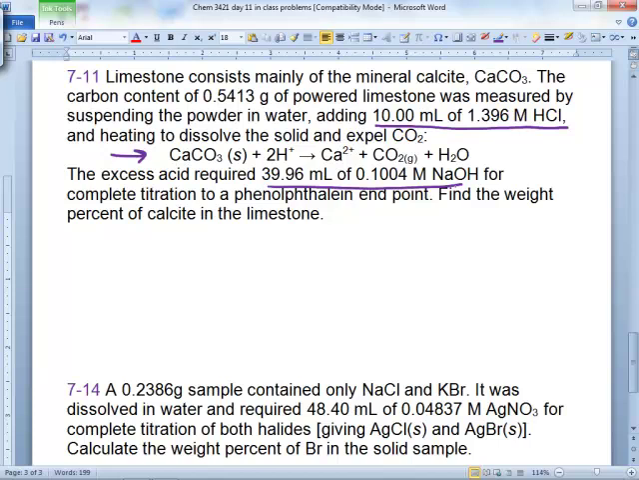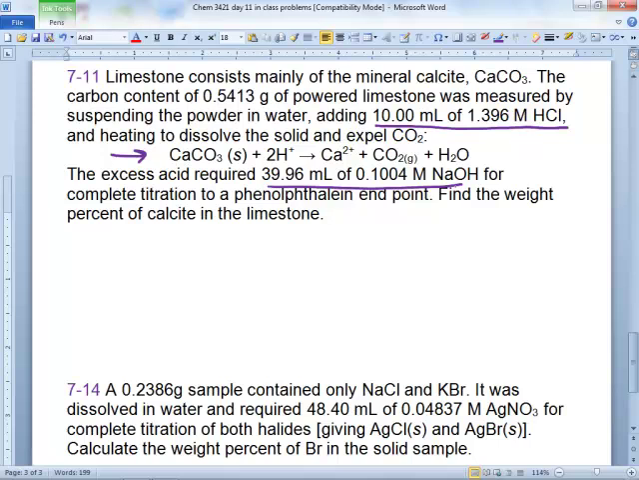No, no. The only time you can do M1V1 = M2V2 is dilution, right? Pull that totally out of your brain. You're not going to see it. I'd say ever. Okay.